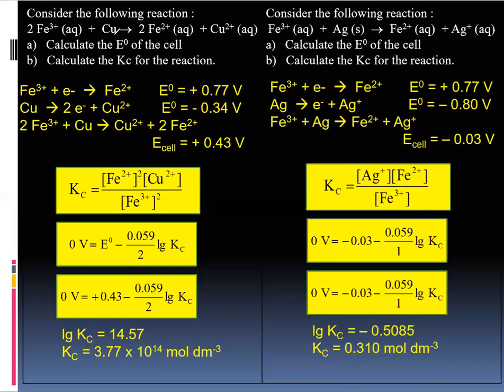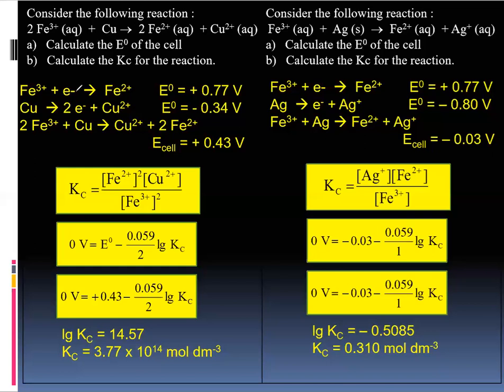For your copper, it is moving from copper solid to copper 2+. So if I write the equation, that will be Cu to give me 2e minus plus Cu2+. Of course, I'm using 2e minus in order to balance the 2 electrons here so that it can become 0, like what we have on the reactant side. And this is our E naught that corresponds to that.